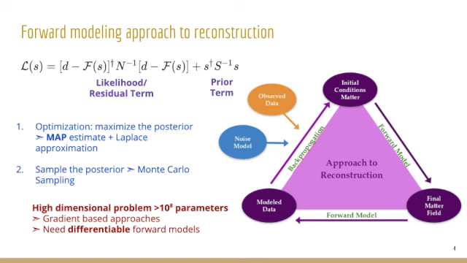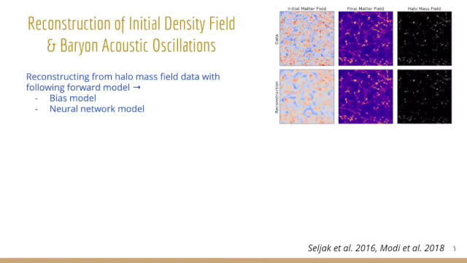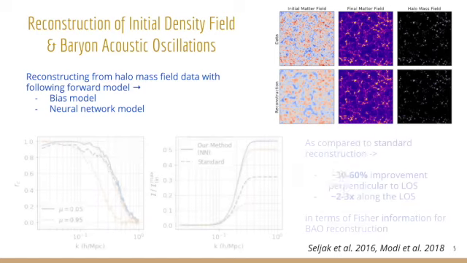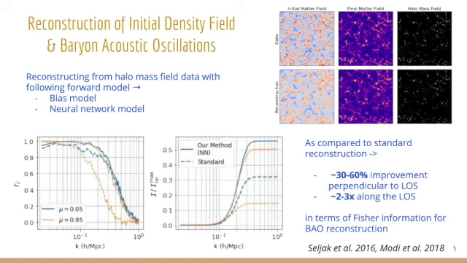And before discussing the simulations, just some applications which we have explored in the recent past for forward modeling reconstruction. One thing you can obviously do is reconstruct the initial conditions. For this, the forward model that you can use can be the bias model, which Marcel discussed earlier today. Or, in our case, we used a simple neural network model to go from the final matter field to the halos that we are observing. We showed that this has promise for BAO reconstruction.